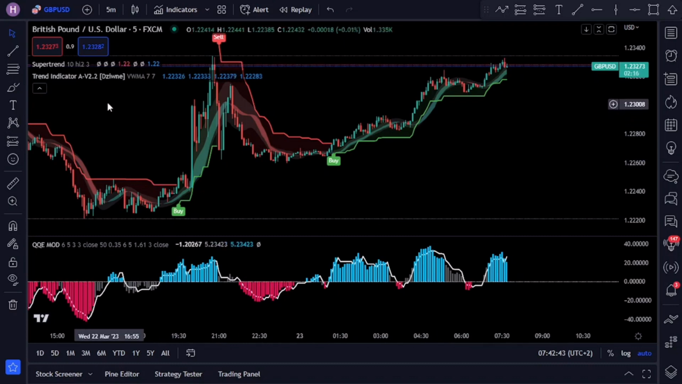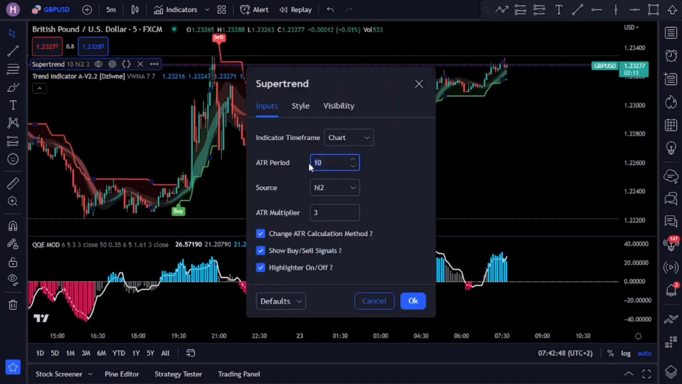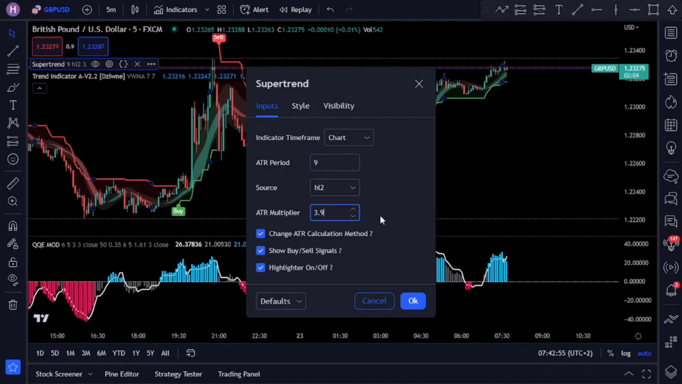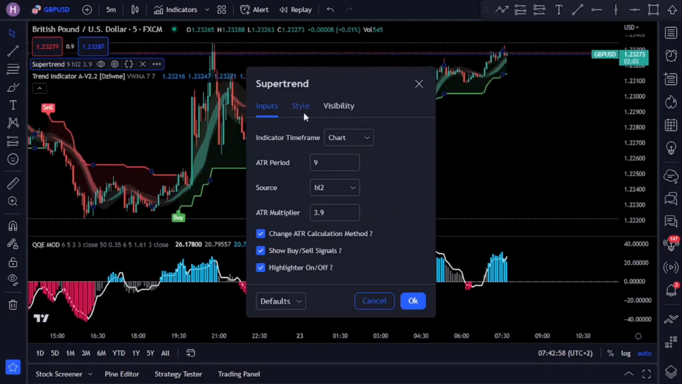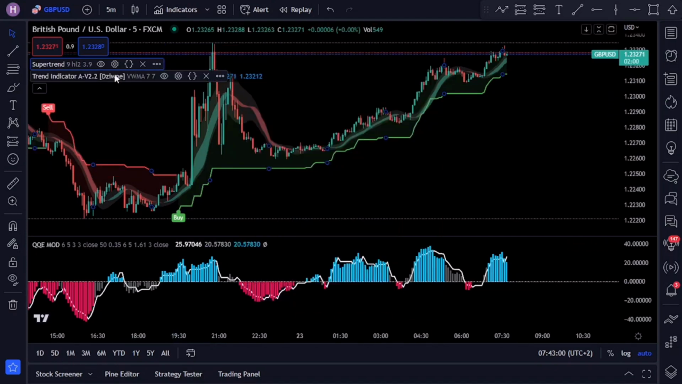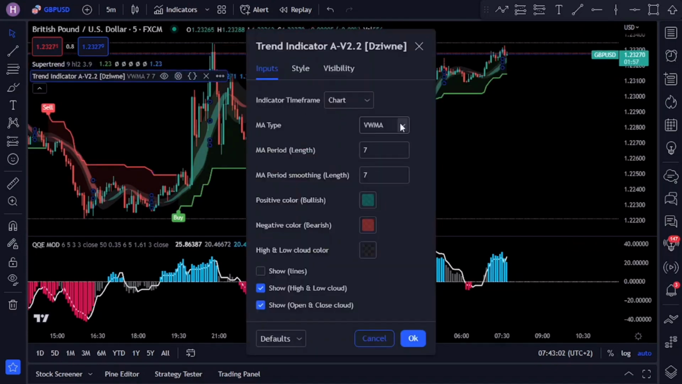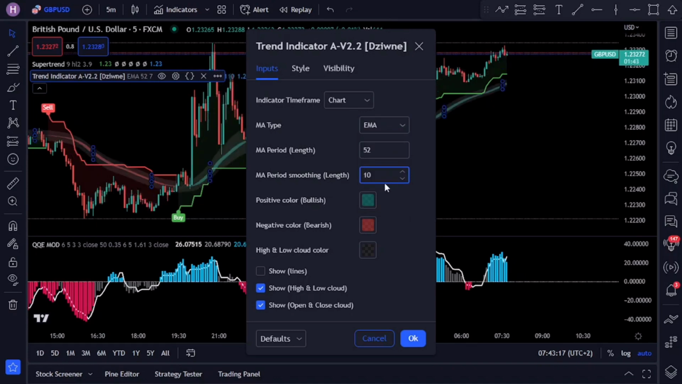Now that we have all of the different components of the strategy, let's make a few changes to the settings for our strategy. Firstly, our Supertrend indicator. Under the inputs for the indicator, we are going to change the ATR period from 10 to 9 and also change the ATR multiplier from 3.0 to 3.9. Next, on our second indicator, which is the DZWINE trend indicator A-V2, under the inputs, the default MA type is VWMA and change it to EMA. Next, change the length from 7 to 52 and smoothing length from 7 to 10.